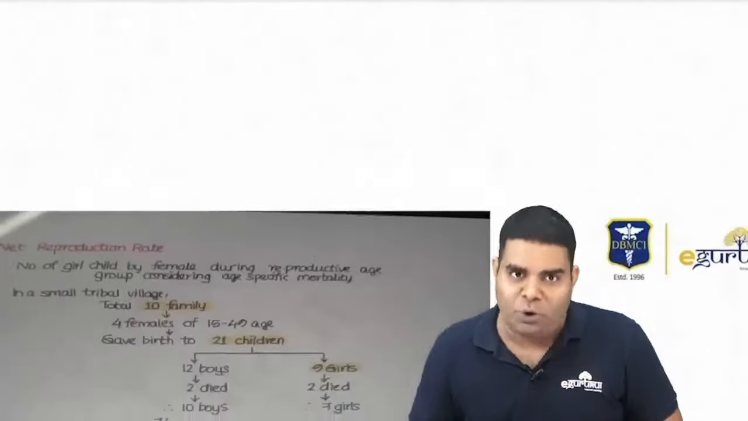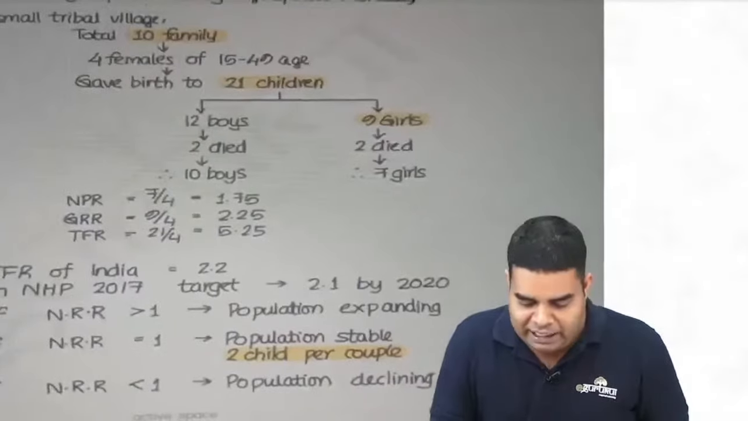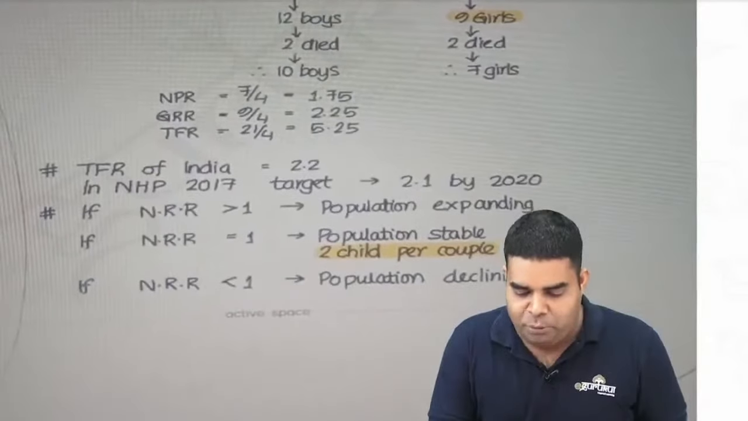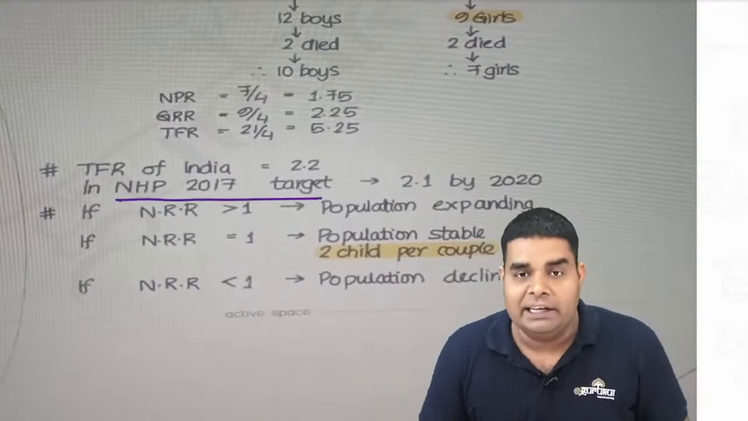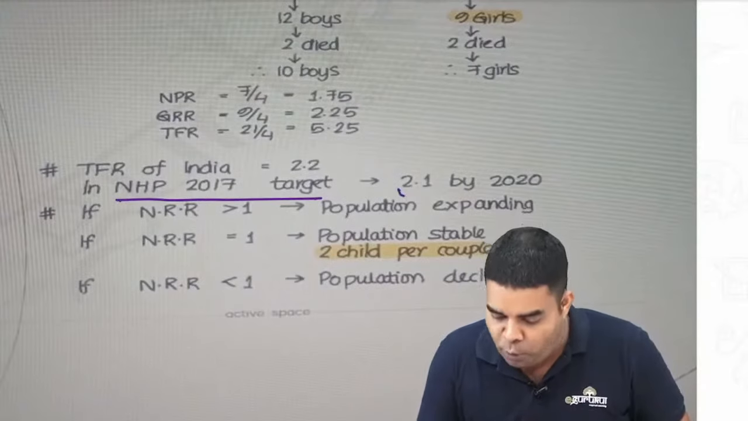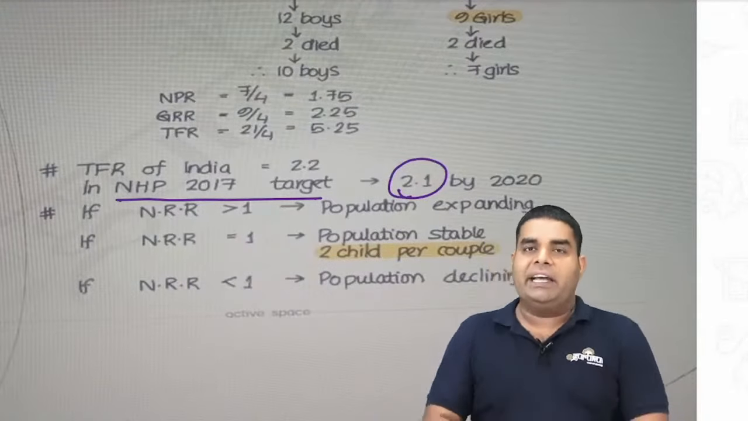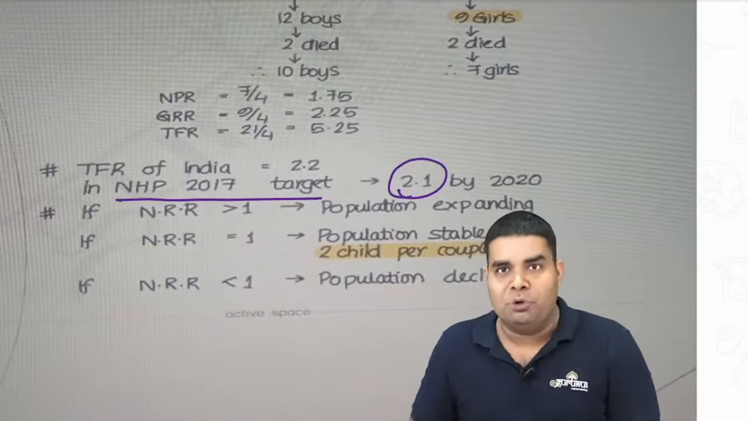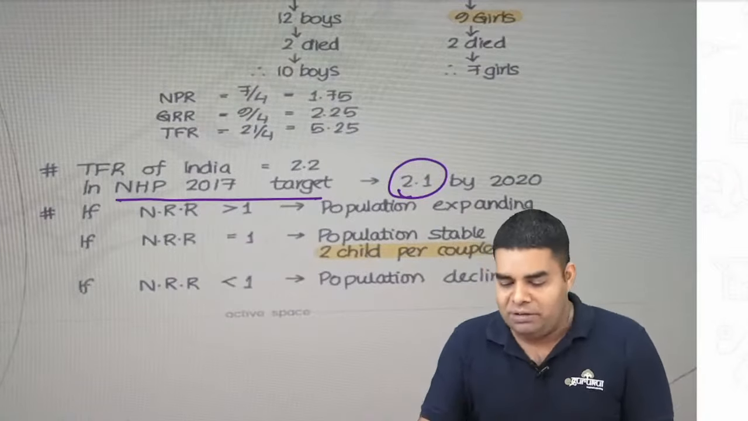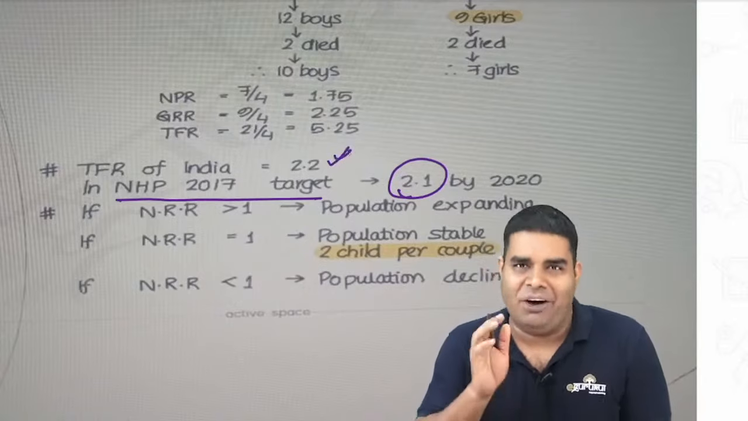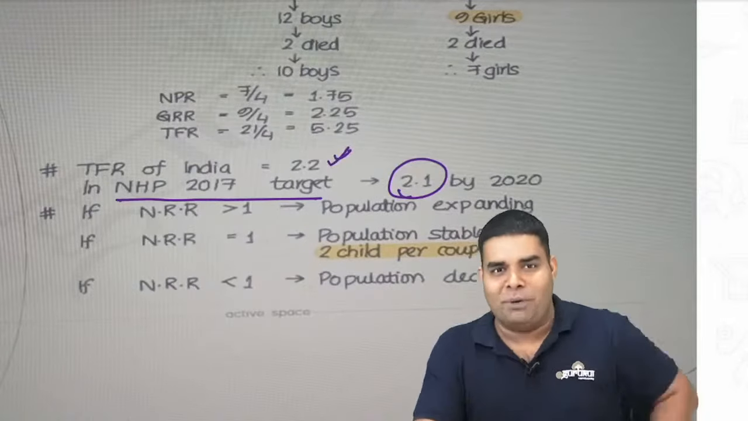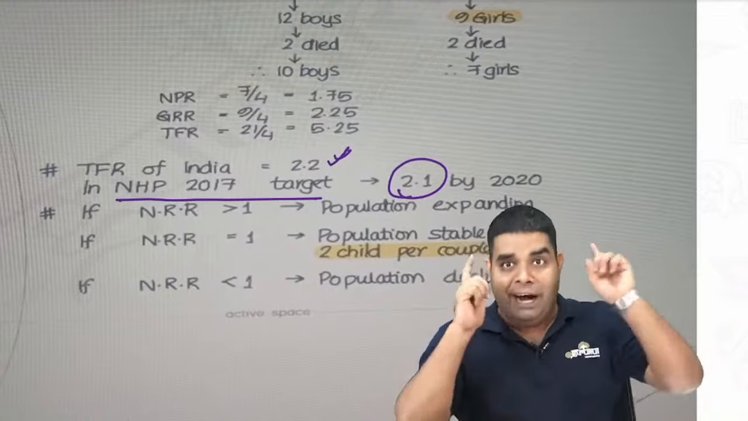Moreover, in my notes we have written that in our National Health Policy 2017, the target is 2.1. So 2.1 is the target of total fertility rate. Currently, we have a total fertility rate around 2.2. So very soon, and this is not authentic data, of course, it is the data from the Government of India, but I still doubt that data.